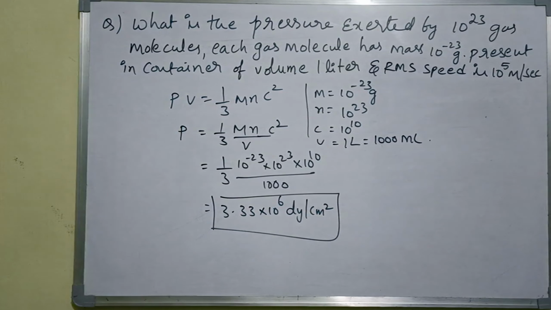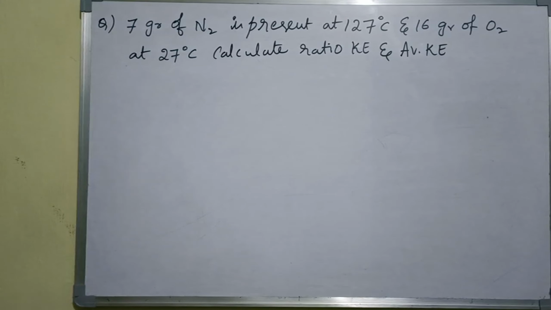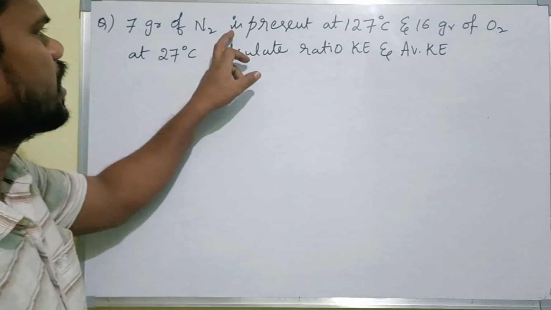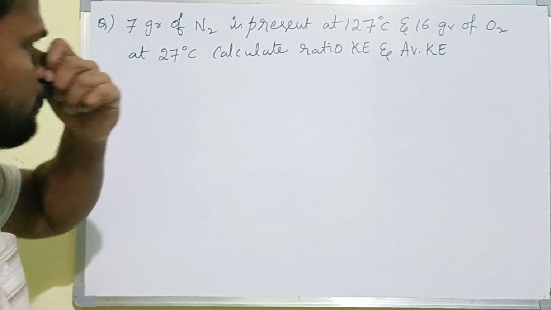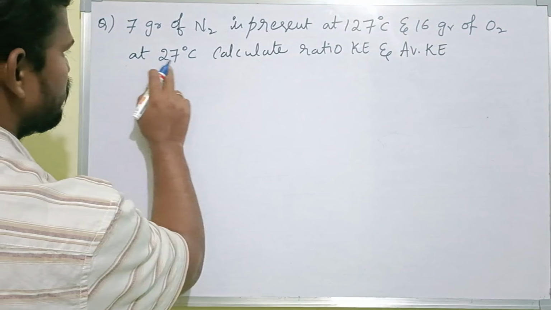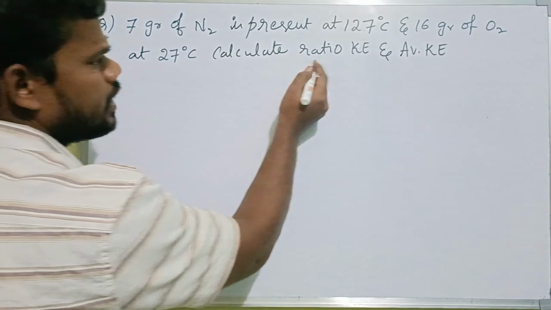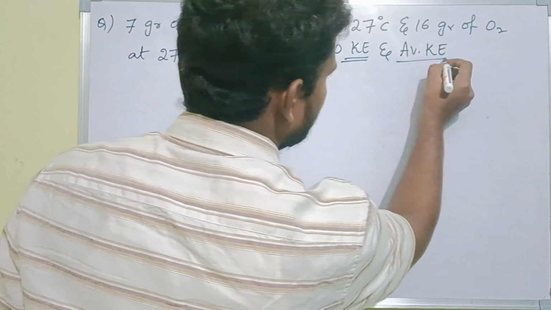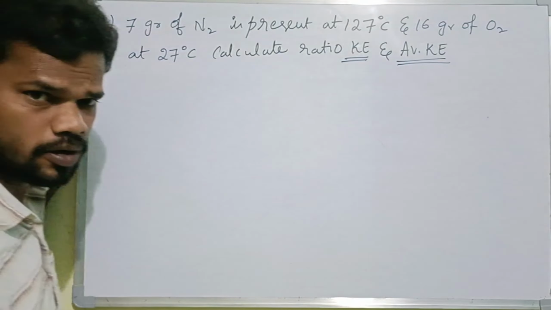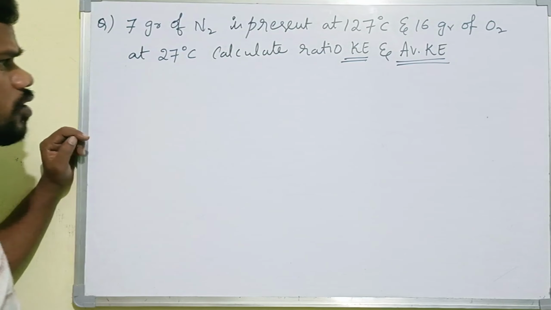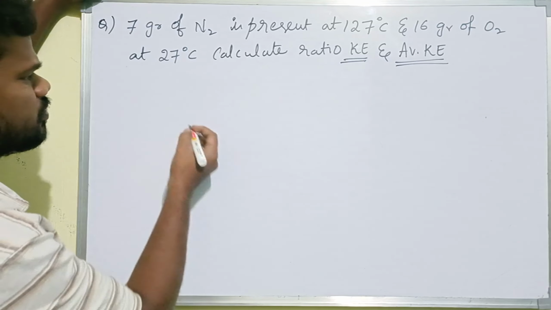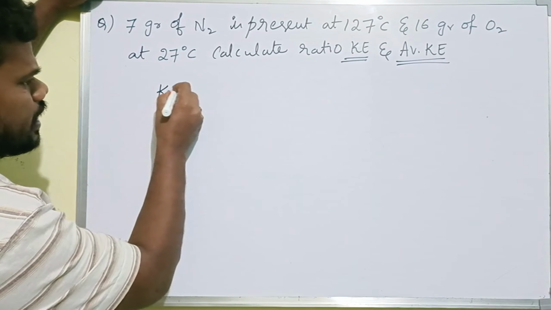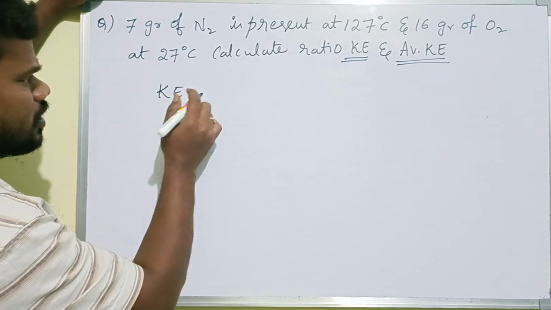Based on this, let us see how we solve another problem. 7 grams of N2 is present at 127 degrees Celsius and 16 grams of O2 at 27 degrees Celsius. We want to calculate the ratio of kinetic energy and average kinetic energy. What are the formulas we are using here? The kinetic energy ratio formula is what we are discussing here.